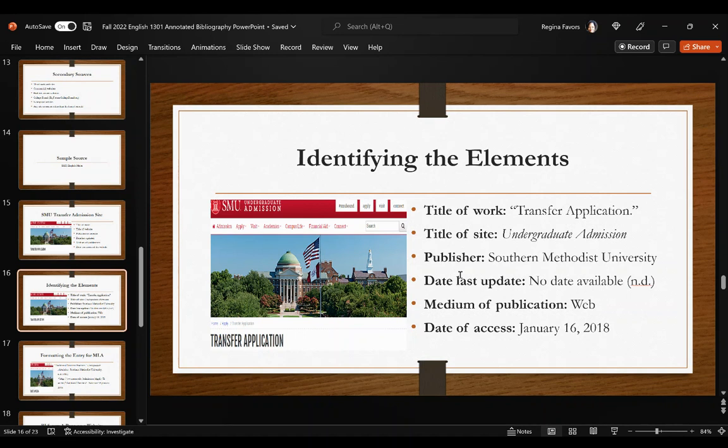We do not have access to a date of last update, but you would normally see that at the end of the web page. It might be last revision date, or it actually might be last update date. When you do not have one, it is n.d. in parentheses. And then, of course, the medium of publication is web. And you would actually type in the URL. We don't have access to the URL right now, but you would copy and paste the URL into that area of the entry. And then the date of access, the date that I accessed this, was January 16th, 2018.